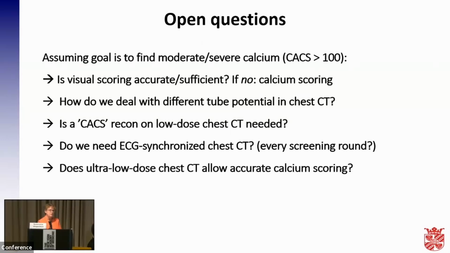how do we deal with different tube voltages of different CT screenings? Do we need a specific calcium score reconstruction of 2.5 or 3 millimeters, or can we just use the 1 millimeter slices, large field of view? Do we perhaps need ECG gated scanning, which will of course really impact the way that we do chest CT screening? And lastly, does ultra-low dose chest CT allow for accurate calcium scoring? Looking forward to our discussion. Thank you.